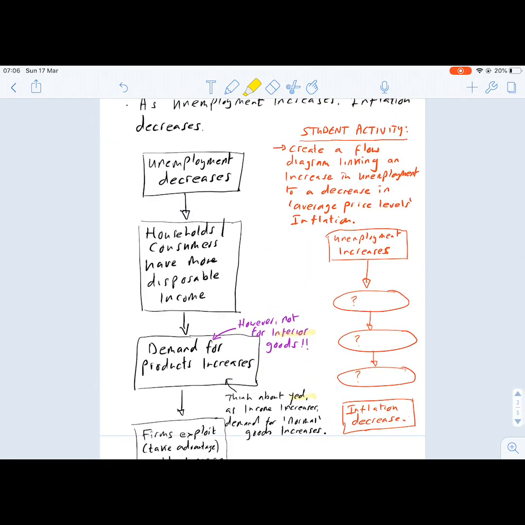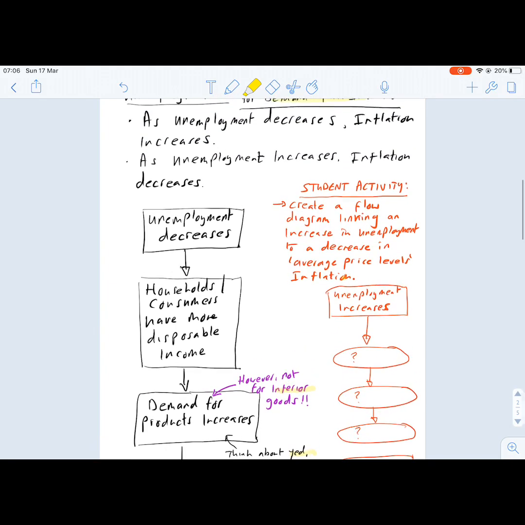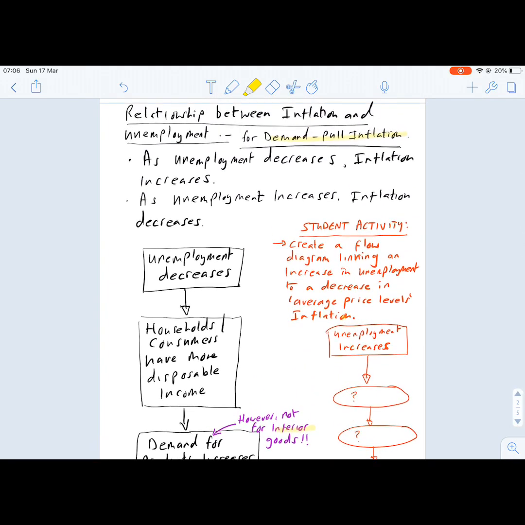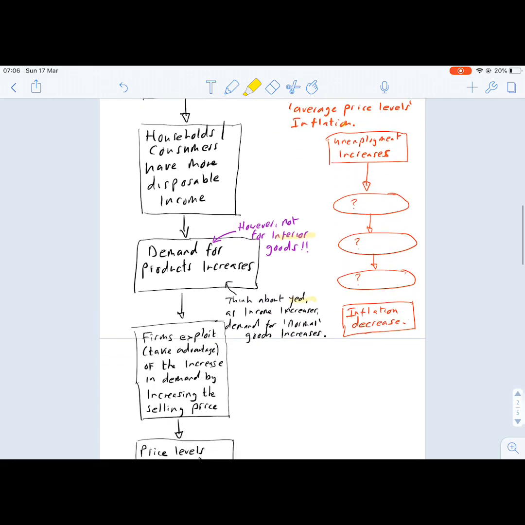Now, what I'd like you to do is this student activity. I would like you to create a flow diagram linking an increase in unemployment to a decrease in inflation with regards to demand pull inflation.